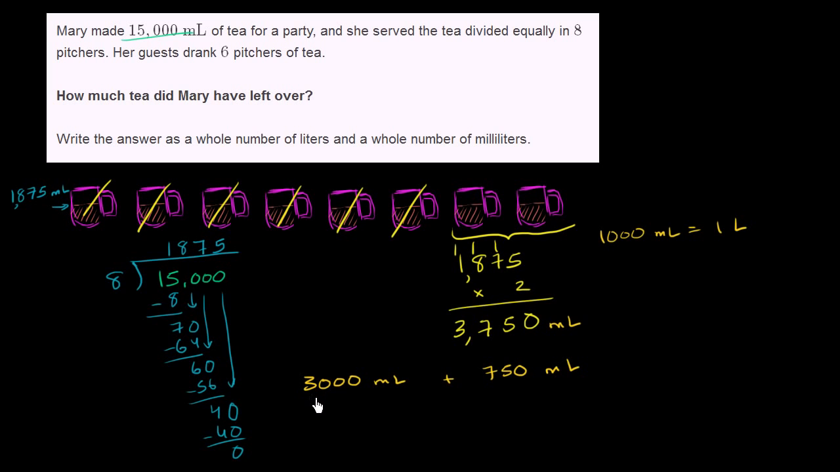Now, the reason I wrote it this way is because of 3,000 milliliters. We already saw that 1,000 milliliters equaled 1 liter. So this piece right over here is equal to 3 liters. So if we wanted to write it as a whole number of liters and a whole number of milliliters, this would be 3 liters and 750 milliliters.